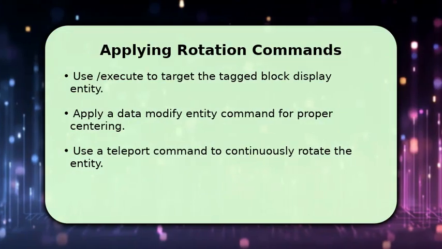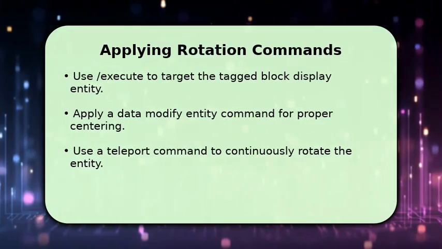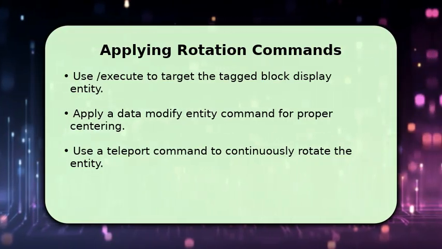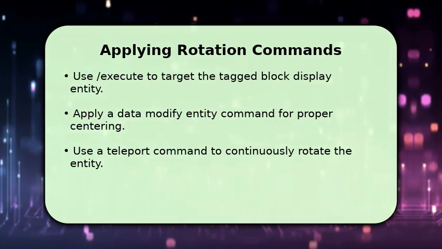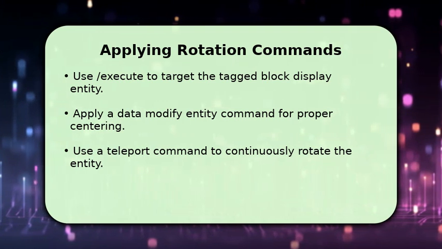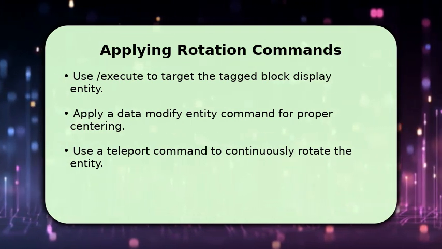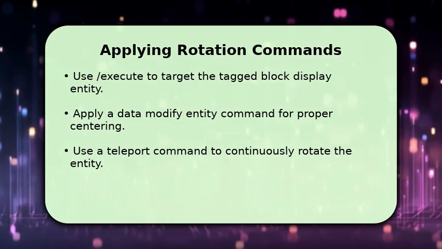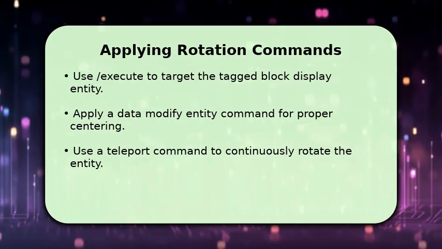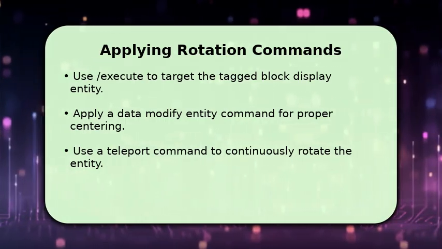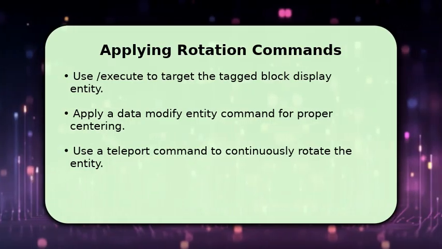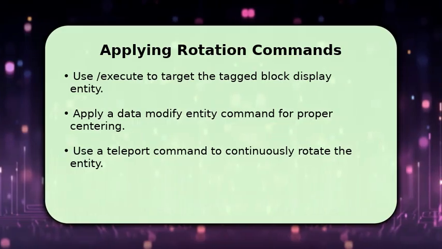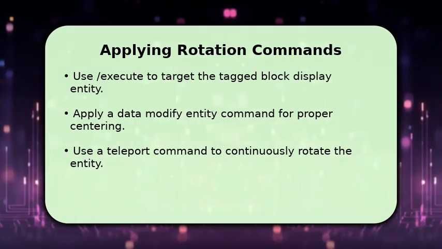To make your block spin, you'll need two more commands in separate chain command blocks, linked to the first. The first command, /execute as @e[tag=rotate] at @s run data modify entity @s transformation.translation set value [-0.5f, -0.5f, -0.5f], centers the block. The second, /execute as @e[tag=rotate] at @s run tp @s ~ ~ ~ ~5, makes it rotate. Adjust the 5 to control the spinning speed.